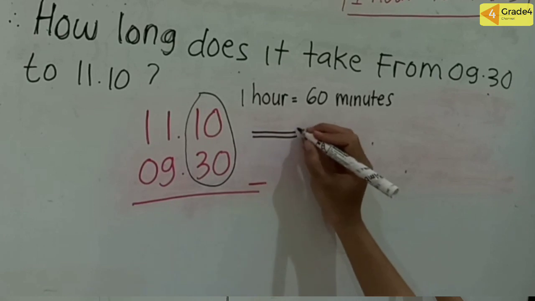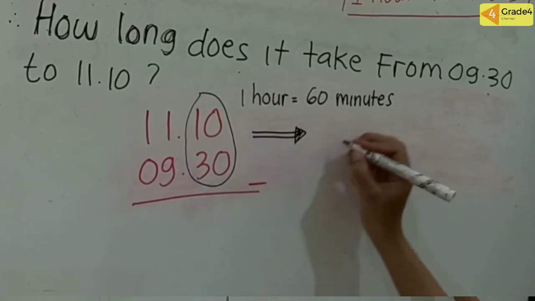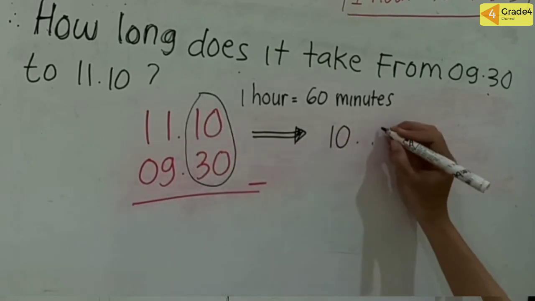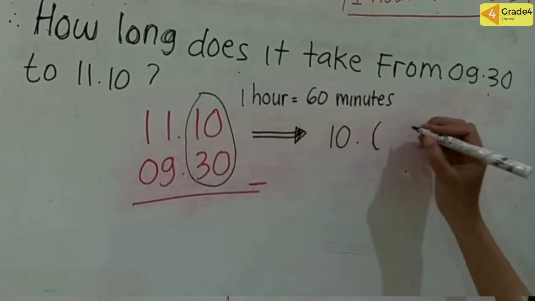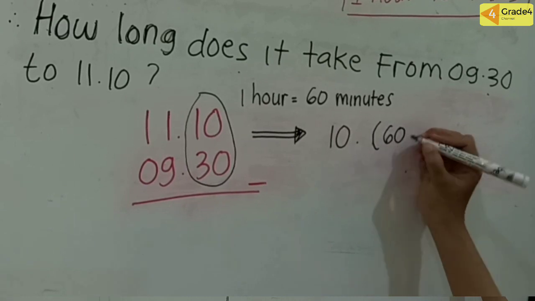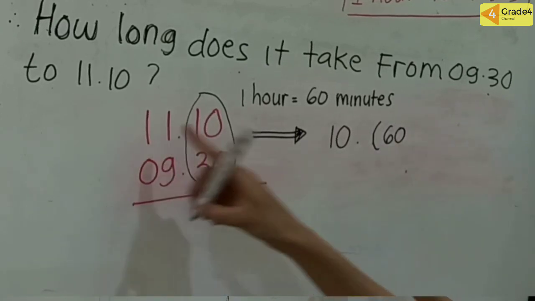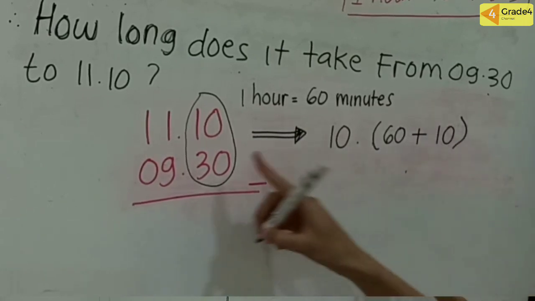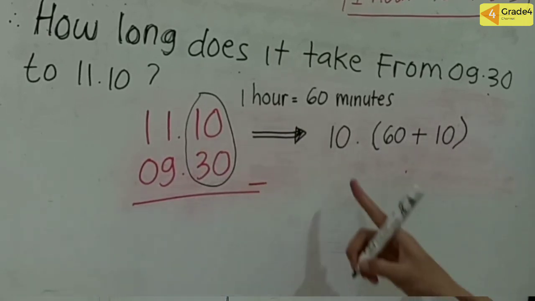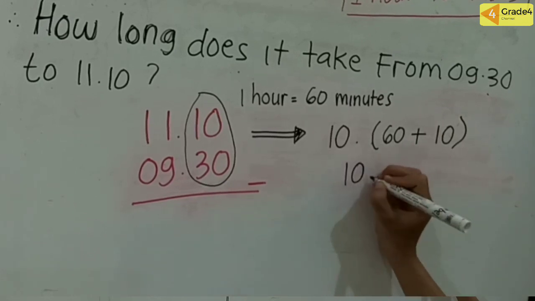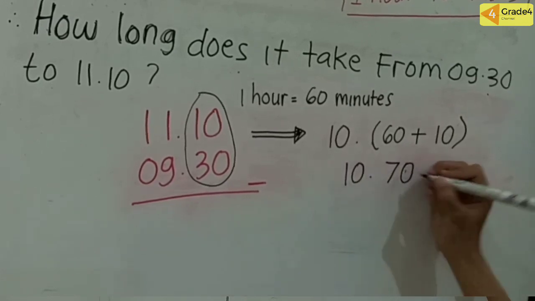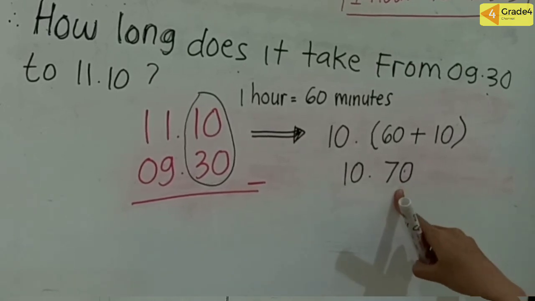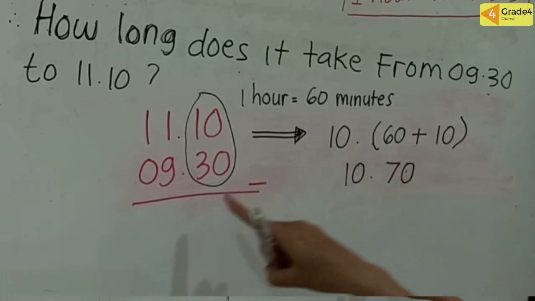We can borrow 1 hour, so 11 becomes 10, and then we borrow 1 hour, it's 60 minutes. We borrow 60 minutes from here, plus 10 from here. So we can get 10.70 minutes. Then we can calculate.